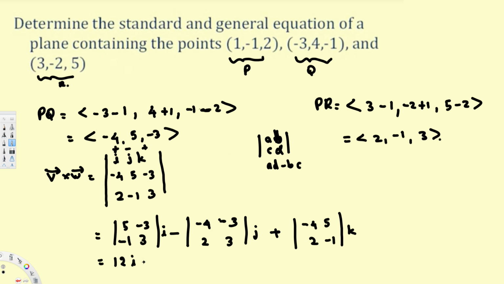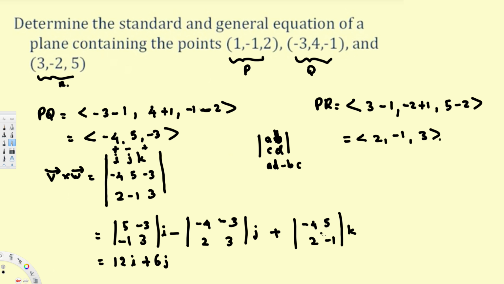And then we are going to have minus 4 times 3, that's going to be minus 12. 2 times negative 3, negative 6. So minus 12 minus minus 6, that's going to be minus 6, but here we have a negative sign in front, right? So that's going to make this one positive 6, and that is in the j direction.